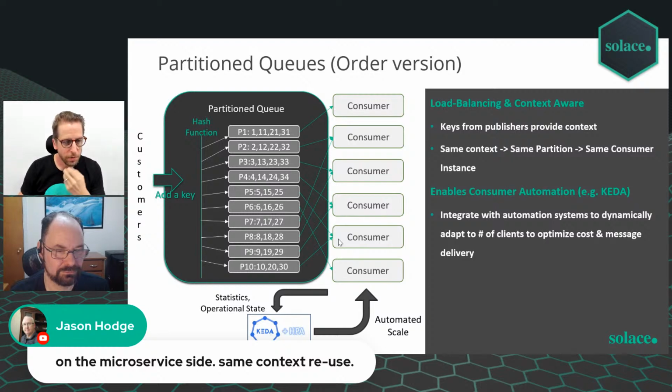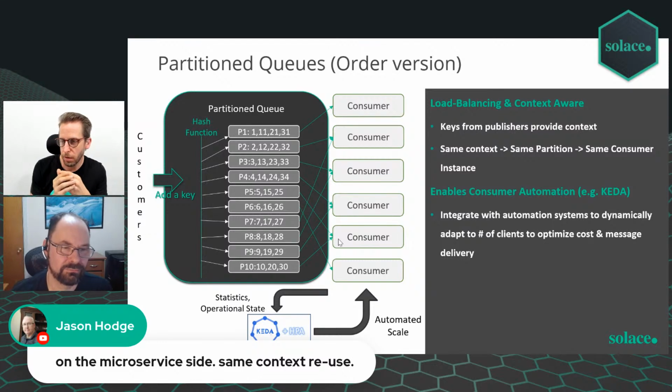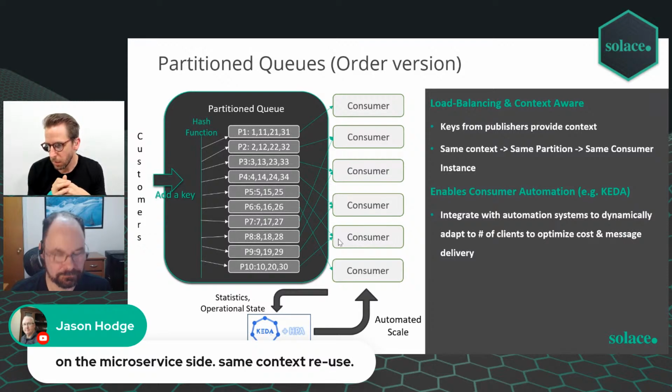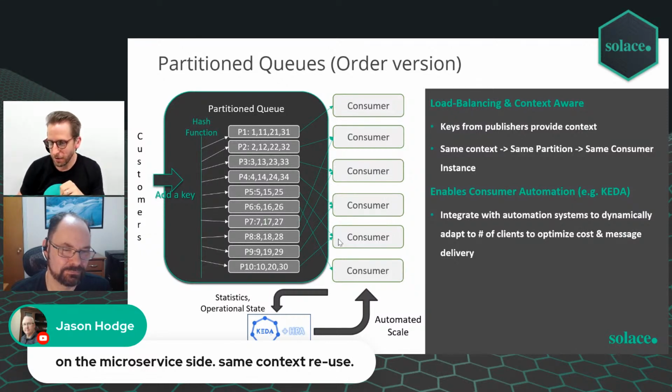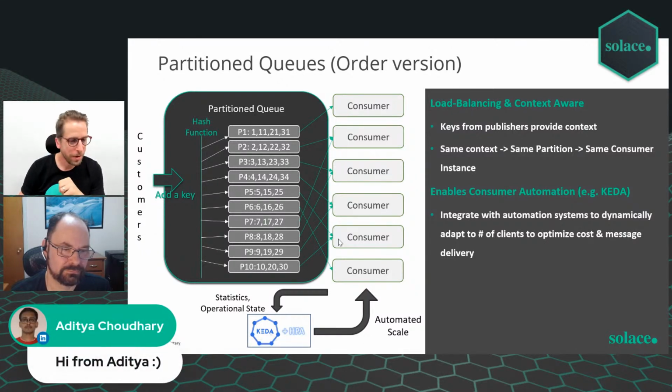Jason, on the microservice side, same context reuse. This is around the caches. Make cache relevant on the microservice side. Yeah, I guess the microservices are now more stateful, because of the queue, right? I don't have a comment on that, but thanks for pointing that out.